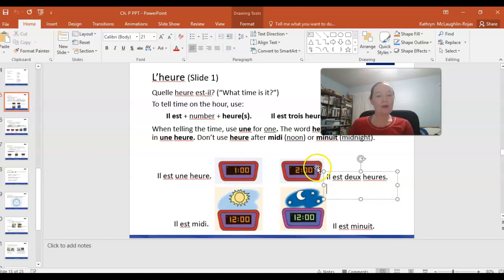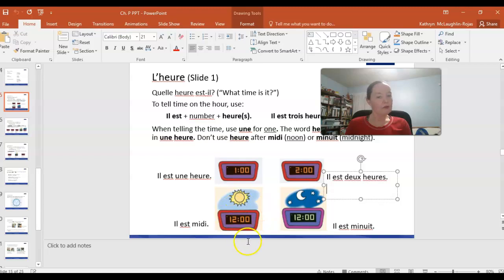But for now, I would like you to practice saying what time it is, whatever is the closest time on your clock to the hour. So if it happens to be 1:30 when you're looking at this video, or let's say it's 1:15, you could say il est 1 heure. You could say il est 3 heures, il est 6 heures, whatever time is closest to the time you're looking at on your clock. Go ahead and say that now.